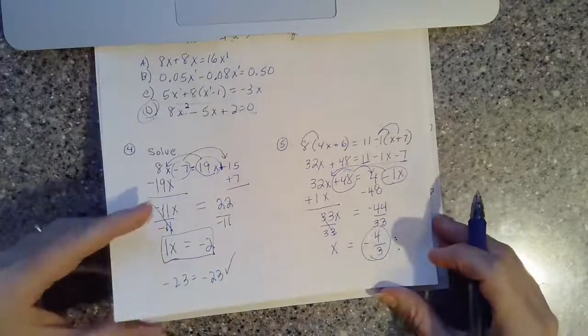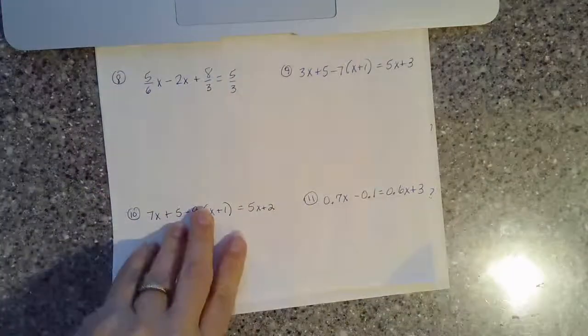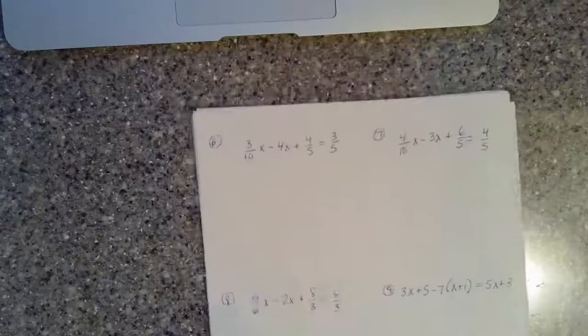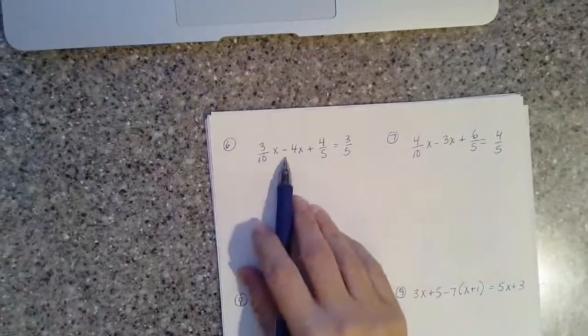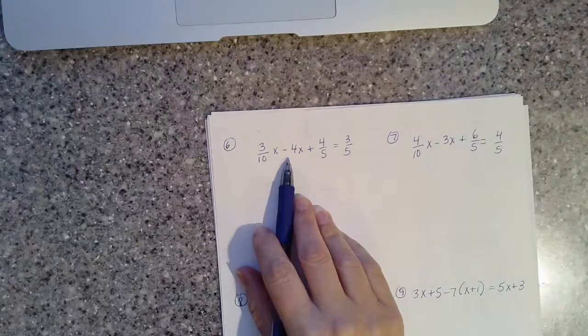All right, next example, we're moving to fractions. The first thing we always recommend when you have fractions in your equation is to get rid of the fractions. You want to clear your fractions by multiplying each side by an LCD.